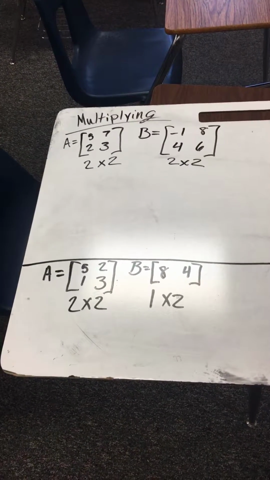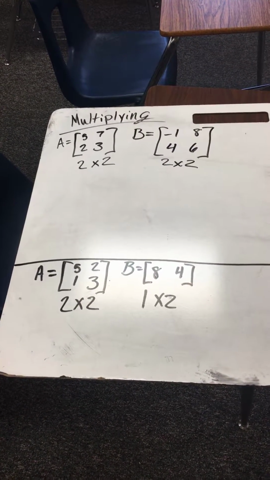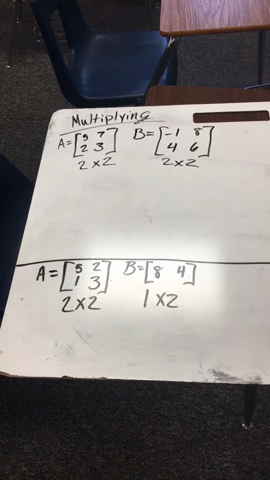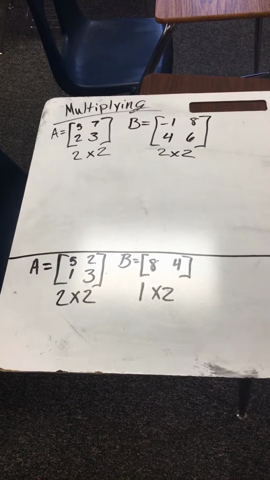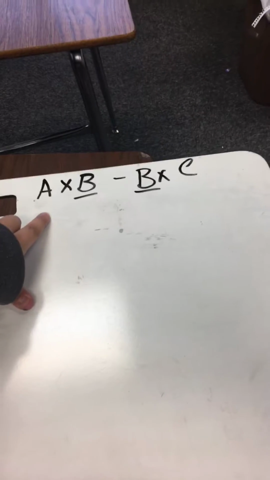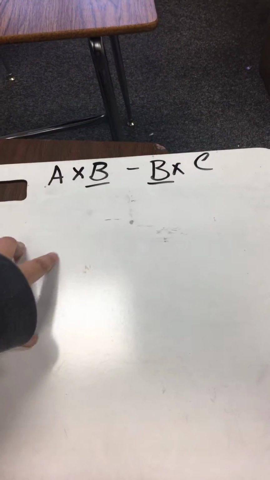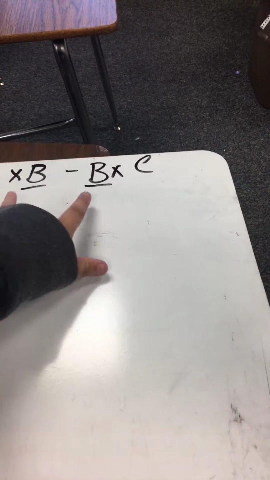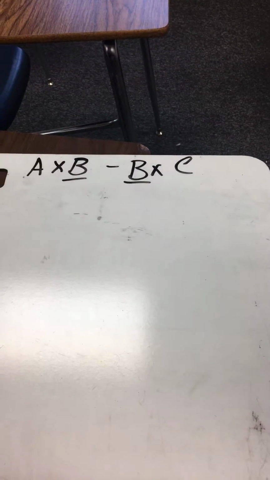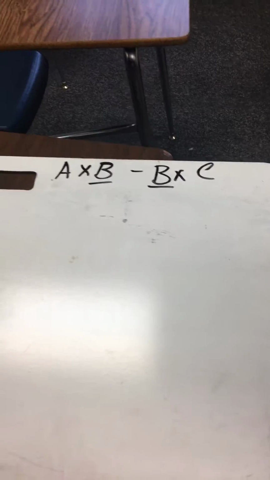Okay, so today we're going to be multiplying matrices. To multiply a matrix, you must first check the dimensions. To check the dimensions, you would use the formula A by B and B by C. If the two B's are the same number, then you can multiply. But if they are different numbers, you cannot.